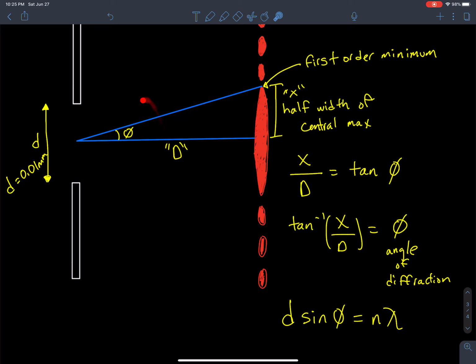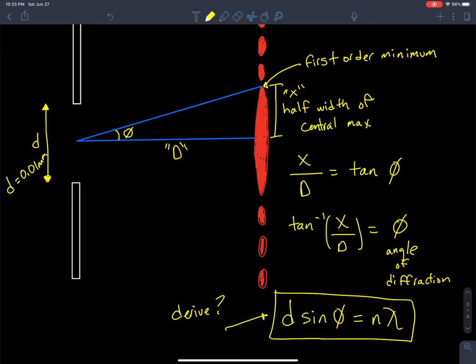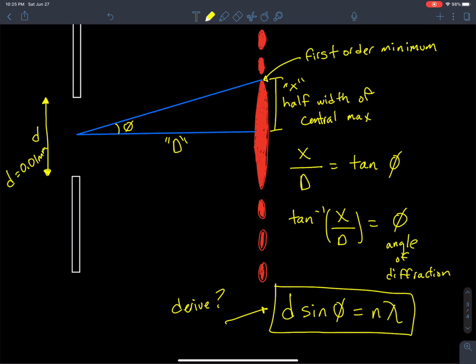But nowhere in all this stuff do I see sine. Where does sine theta come from? Where does this formula actually come from? And so what I want to do right now is derive this formula. How do we derive that? Where did that come from? d sine theta equals n lambda. It comes from geometry, and it comes from Huygens' principle.